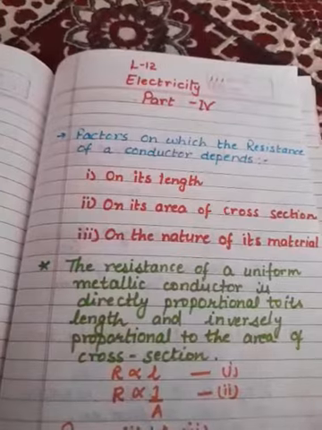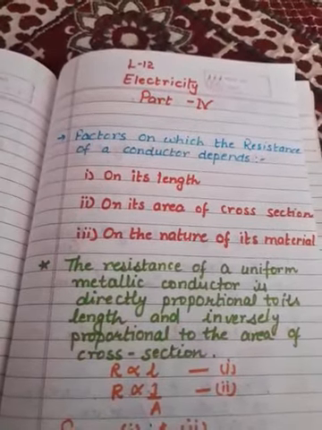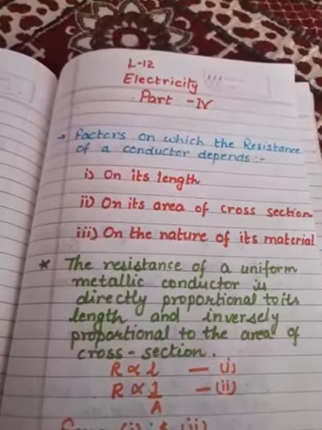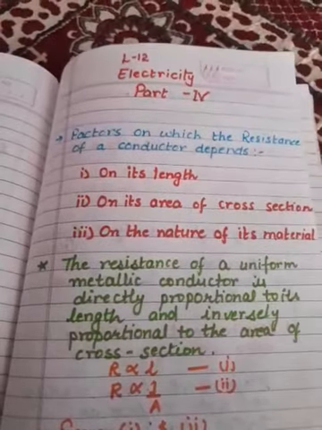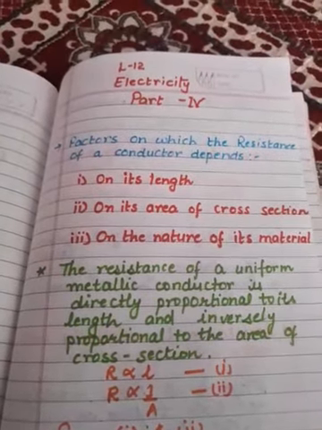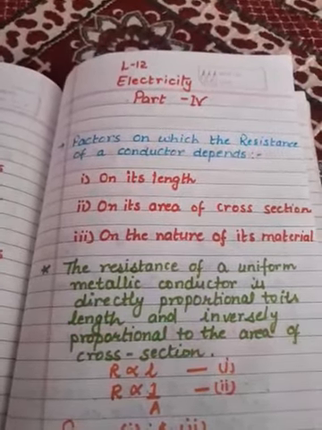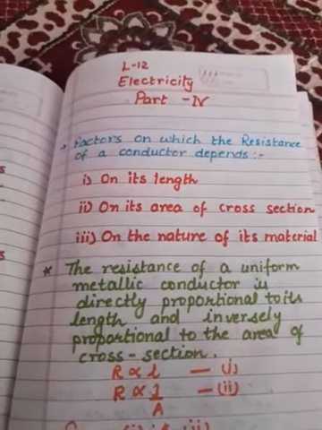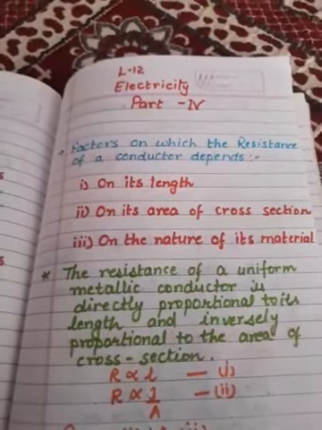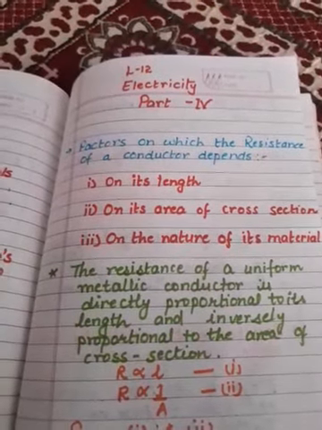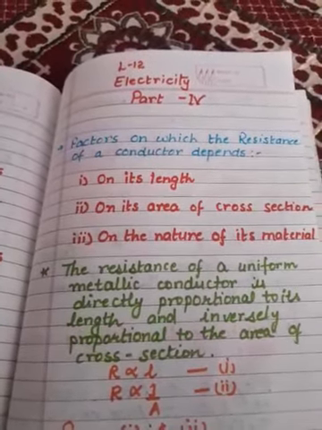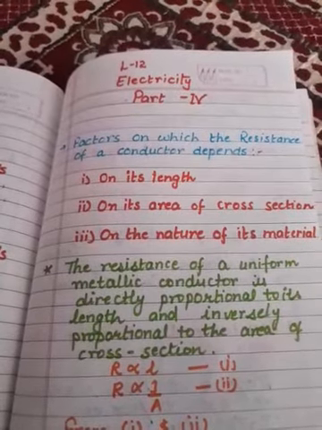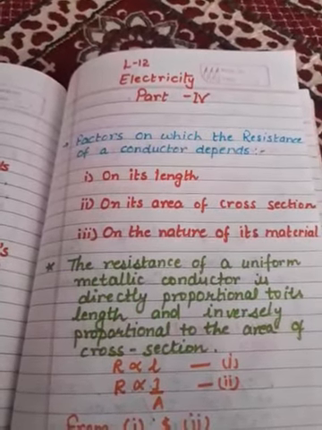In part 4, first of all we will discuss the factors on which the resistance of a conductor depends. Three factors are there. First is length, second is area of cross section, and third is nature of its material, from which material the conductor is made. So these three factors are there on which the resistance of a conductor depends.